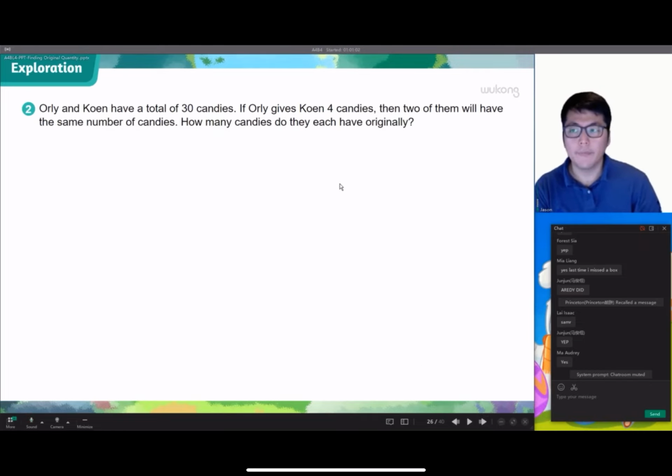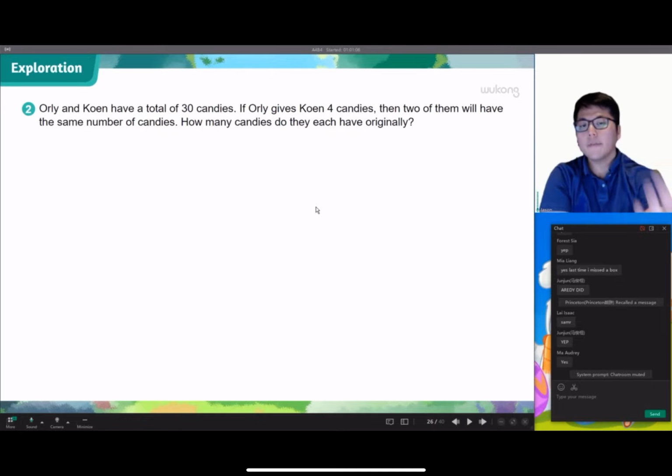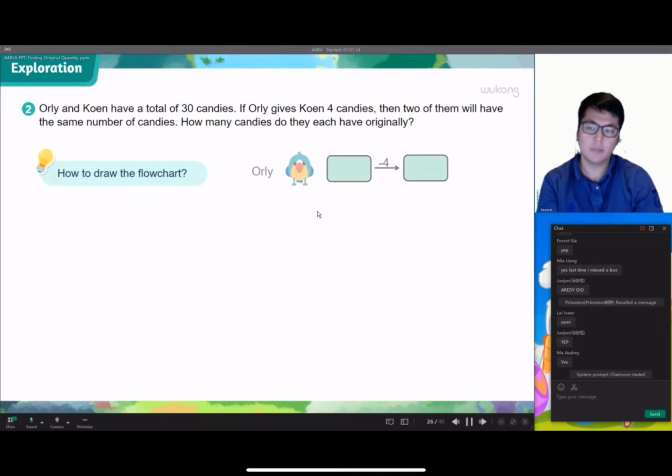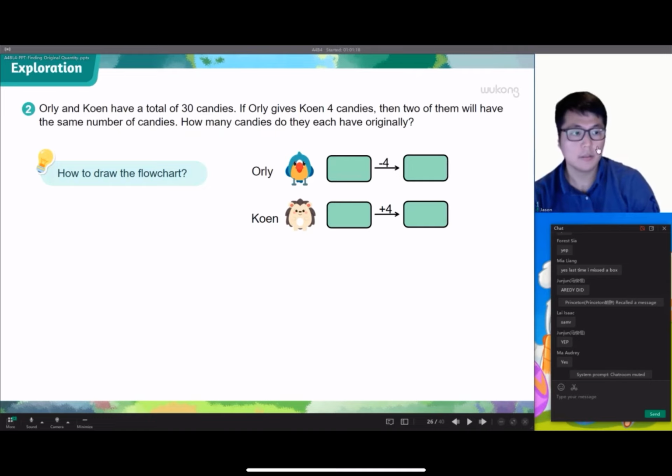What about this one? Now, Orly and Cohen have a total of 30 candies. If Orly gives Cohen 4 candies, then the 2 of them will have the same number of candies. How many candies do they have originally? So, guys, we need to draw a flowchart of Orly and Cohen. As you can see, Orly gave 4 candies, so that's why it's minus, and Cohen will get 4. And after this, the 2 of them will have the same number of candies.